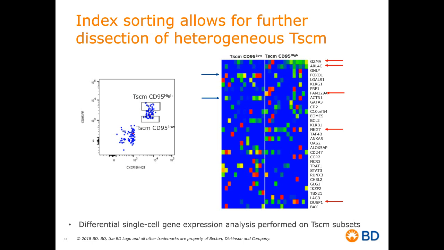On the other end, if we look at naive expressed genes, like FOXO1 or Actin1, you can see an opposite trend where these genes are more expressed by cells that express low level of CD95 than high level CD95.